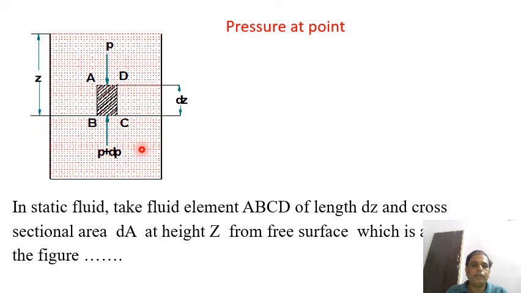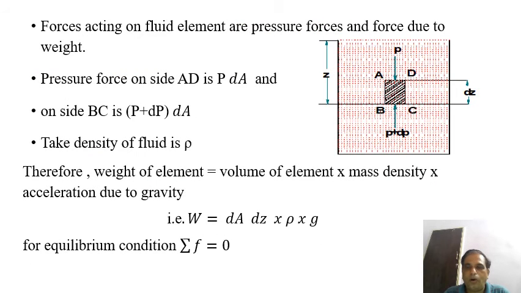And this ABCD is a fluid element, and the length of this fluid element is dz, and the cross-sectional area at AD and BC is dA. This BC is at a distance of z from the free surface of the static fluid. On this element ABCD, there are two forces acting. One is pressure force on the surfaces. Second one is force due to the weight.